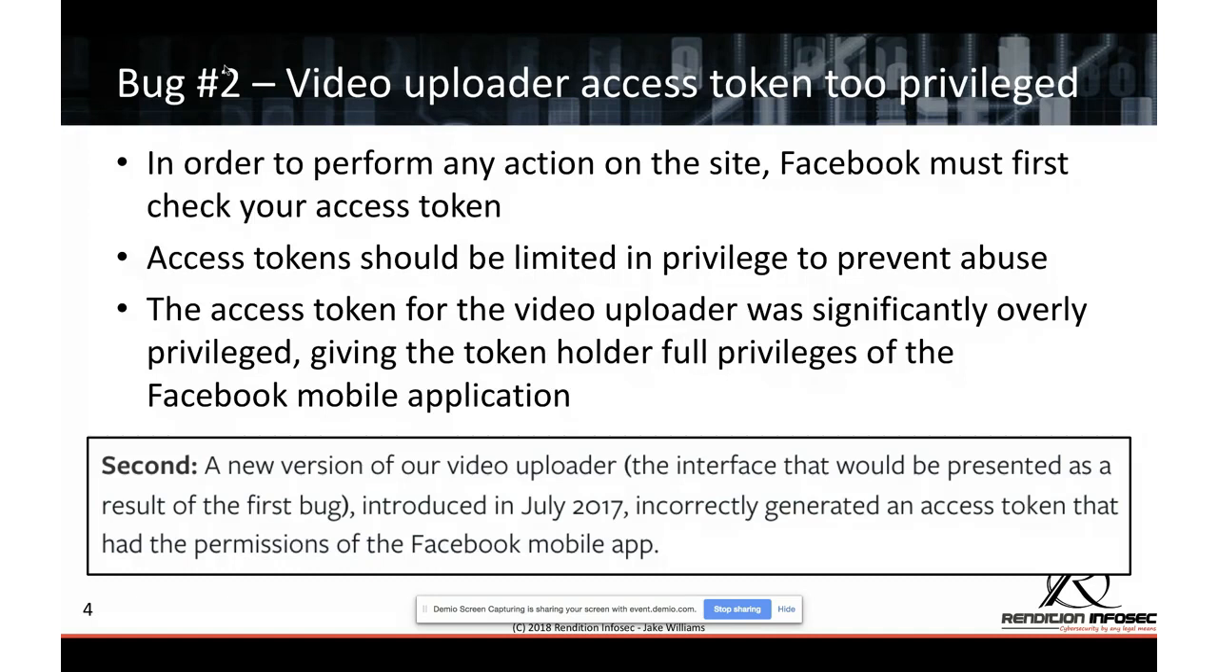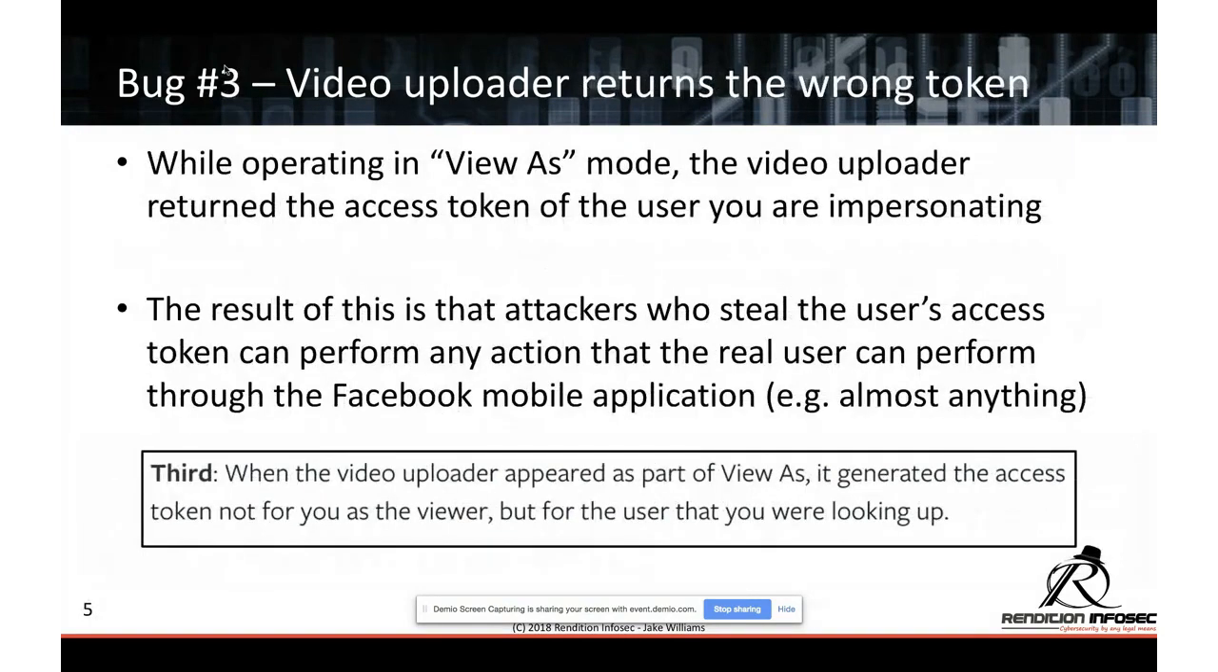Now, there's no reason that this video uploader, when you upload a video and get a token back, should have the privileges to do everything in the mobile application. So here's your second paper cut, if you will. When you do a View As and go to wish somebody a happy birthday and upload a video, you get a token with full privileges. And then the third part, and this is really the big piece, because the other two were relatively insignificant without this: the video uploader returns the wrong token.